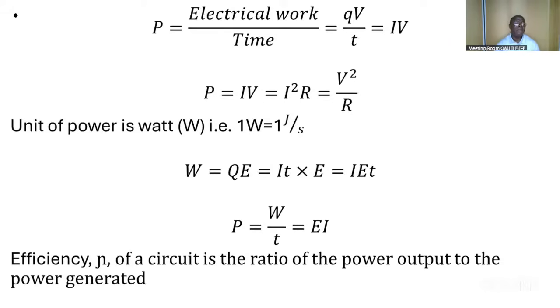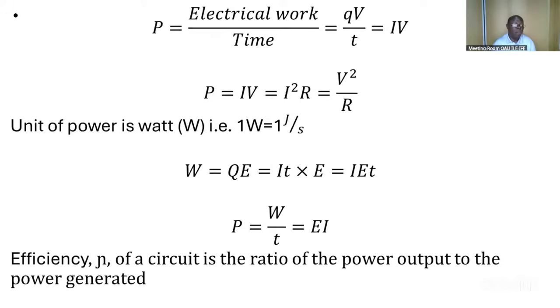So you can see that power is IV. You can begin to change it: assuming your V is not given, V is equal to IR. If you substitute, you have I squared R. Then if your I is not given, I know that current is V over R. So substitute in the equation IV, you will have V squared over R. And that is how you get it. Don't forget, because you are dividing by time, the unit of power is joule per second, and we call it watts. So 1 watt is equal to 1 joule per second. And from there, you can calculate your energy.